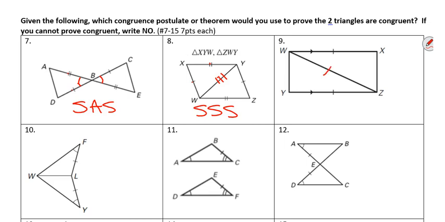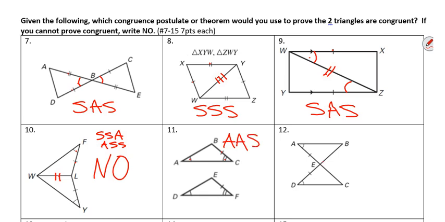The next one, again, we're going to mark the shared side, and we have a pair of parallel lines, so we can mark our alternate interior angles. So here we go again with side, angle, side. Number 10, we can mark our shared side here, and this would be side, side, angle, which again, we don't use, but backwards, so this one is going to be no, because it was side, side, angle, or angle, side, side. On this next one, we have angle, angle, side.